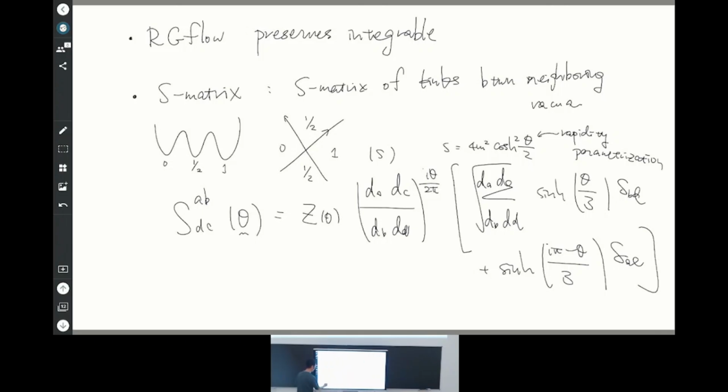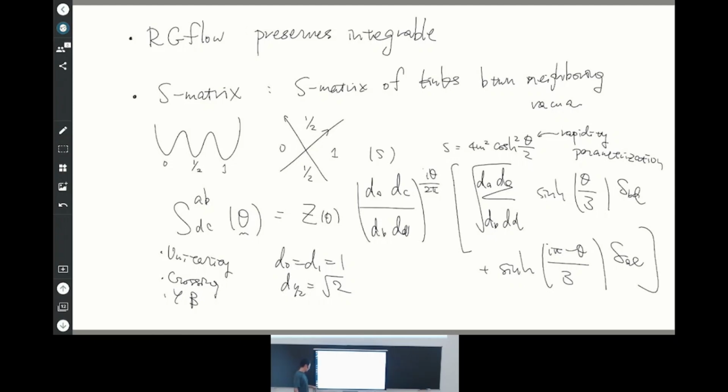by solving the unitarity, by imposing unitarity, crossing, and Yang-Baxter. Okay? But one thing, let me just also say that these dAs are some number which is related to the label of the vacua, and d0 and d1 is 1, and d1 half is square root of 2.